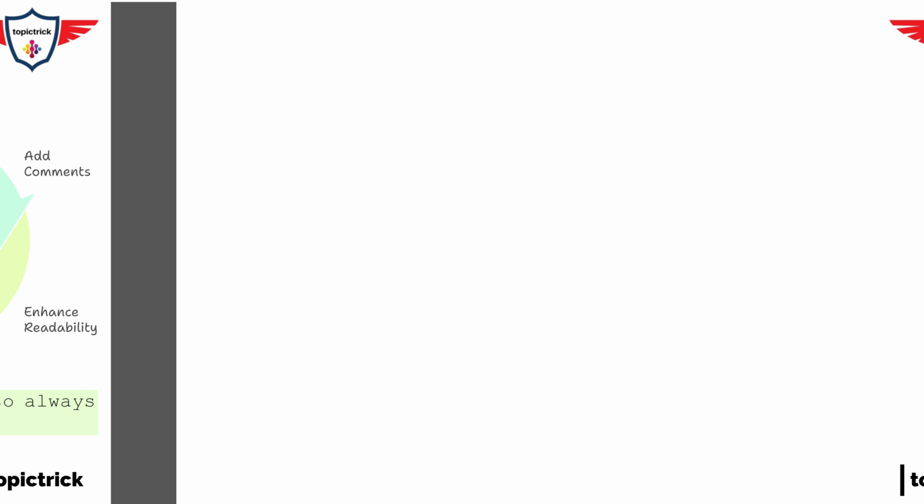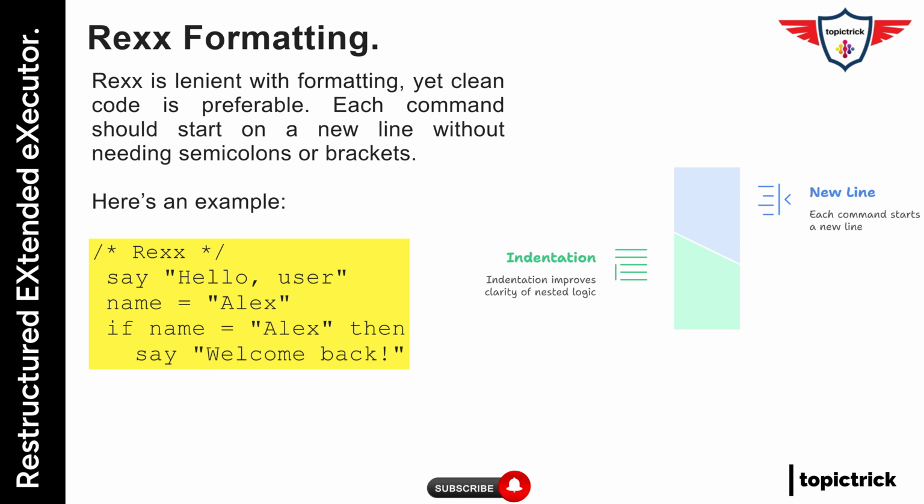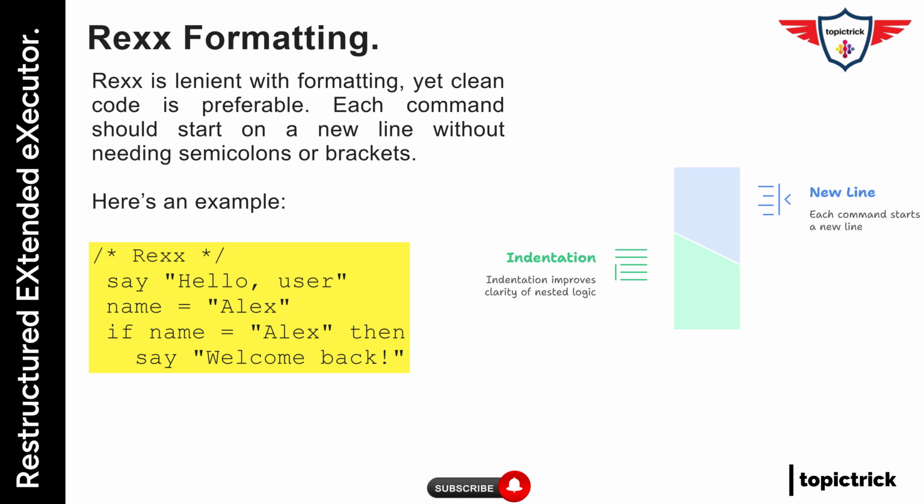Next up, formatting. Rexx is pretty forgiving here. Each instruction goes on its own line. You don't need semicolons or curly braces to end statements. Just a new line will do. That helps keep the code clean and easy to follow. Indentation isn't required by the interpreter, but adding a few spaces for clarity, especially in conditional blocks, makes your script easier for others to understand.